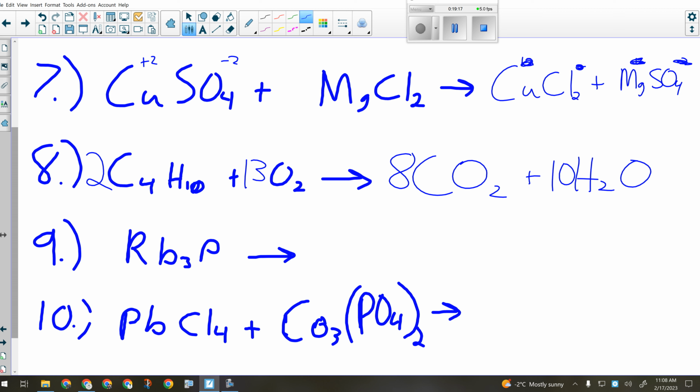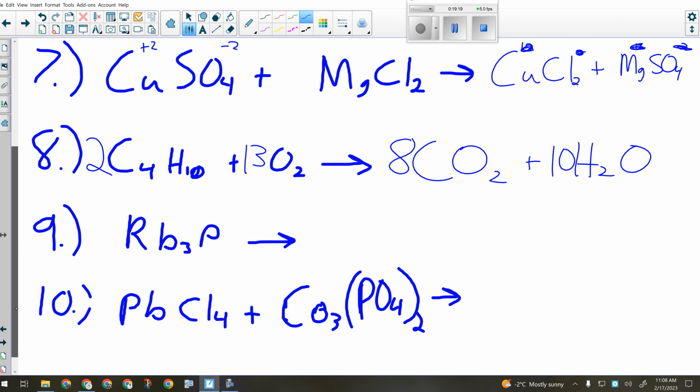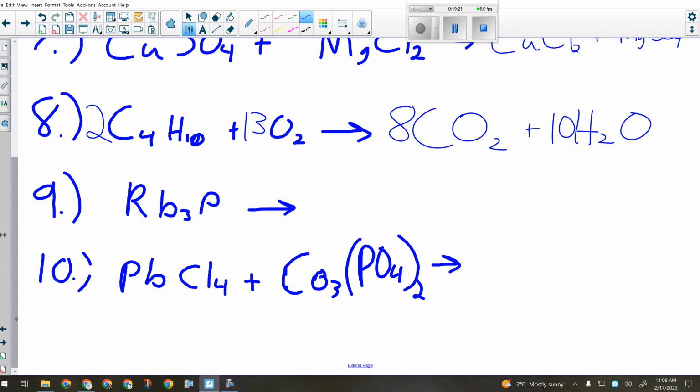Okay, let's look at 9. What kind of reaction is 9? It's a decomposition reaction. There's only one reactant. The only thing it can do is break down. There's nothing for it to react with. All right. So when it breaks down, it's going to break down into rubidium and phosphorus.